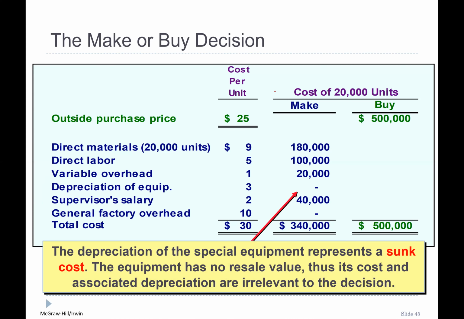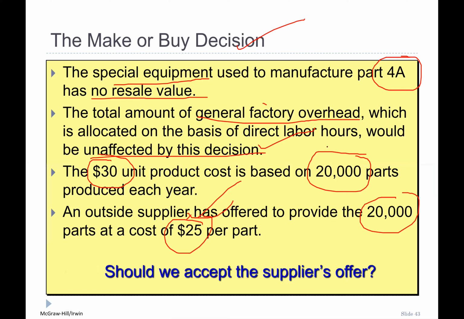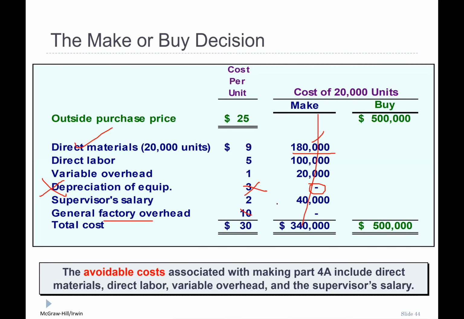the general factory overhead will not be affected. So that will be unavoidable. So unavoidable costs are irrelevant. So you delete that one. So how much does it cost us to make? 9 plus 5 plus 1, 15, 15 and 2, 17. So in real sense, it costs us 17.